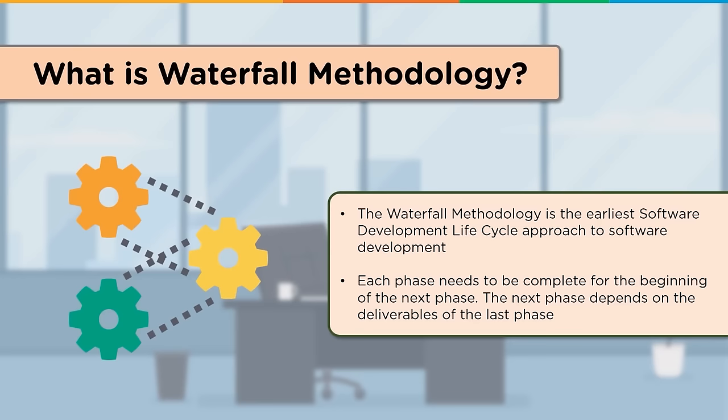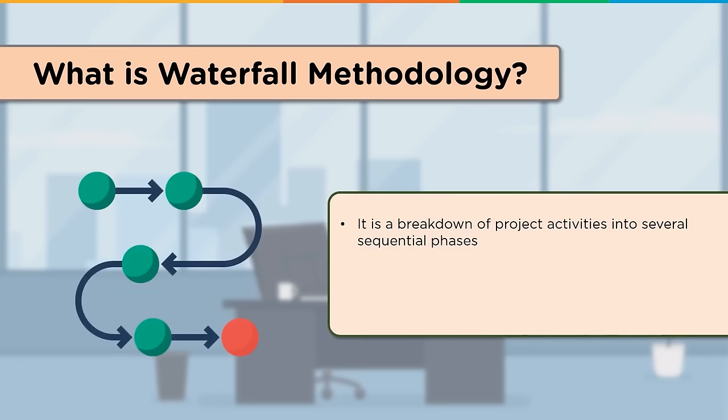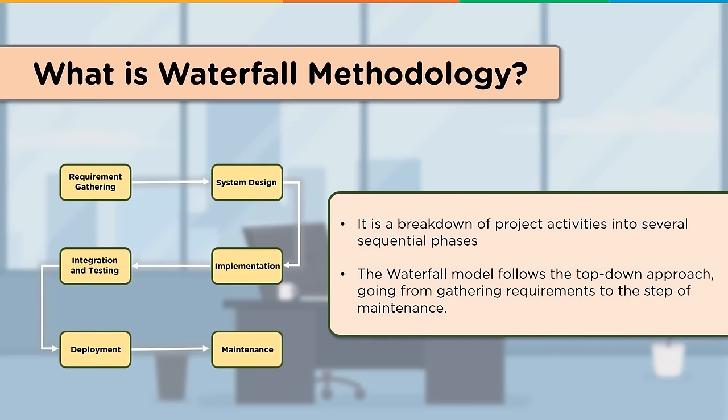The entire process of software development is divided into a sequence of several phases. All the phases can be seen as a waterfall, flowing steadily downwards. No phase overlaps the other phase and begins once the previous phase is complete. The steps involved begin with gathering of requirements and go up to the phase of maintenance. Let's have a look at all the phases in detail.